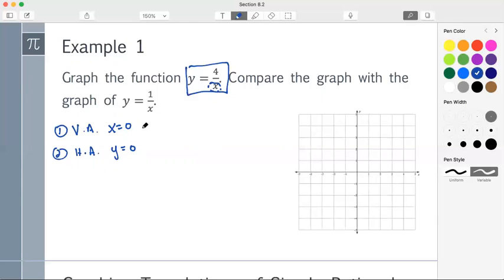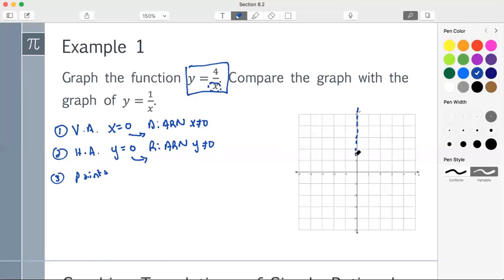So we have the domain restriction, all real numbers, such that x cannot equal 0. Notice it comes directly from your vertical asymptote. And your range is going to be all real numbers, such that y cannot equal 0. Again, comes directly from your horizontal asymptote now. And then step 3, we're just going to pick points on either side of our vertical asymptote.